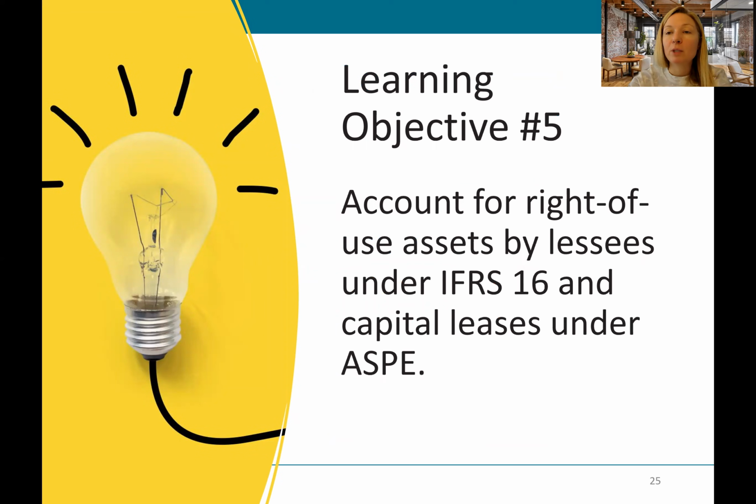Okay, moving on to objective number 5: account for right of use assets by lessees under IFRS 16 and capital leases under ASPE. So now we've talked about theory, we've talked about some calculations, and now this is where we're going to talk specifically about the accounting.